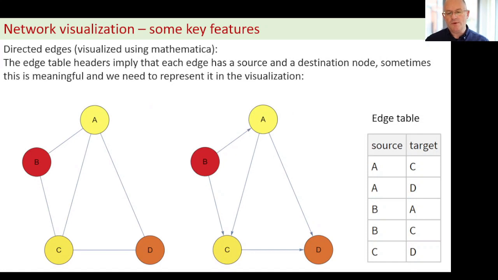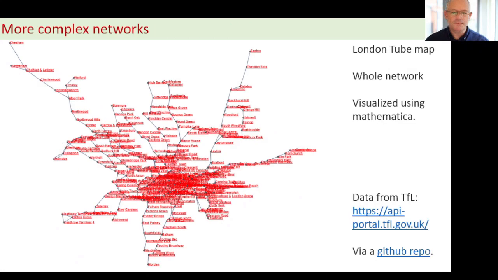If you want to have directed edges, in this case this is visualized with Mathematica, you can tell it to draw the edges as directed, and it will then take the source node as the start and the target node as the end, and you'll see that arrows have been added onto the plot here. Sometimes this is meaningful, sometimes it's not meaningful. So sometimes it is important to know the directions on the edges, sometimes there is no semantic relevance in the application.